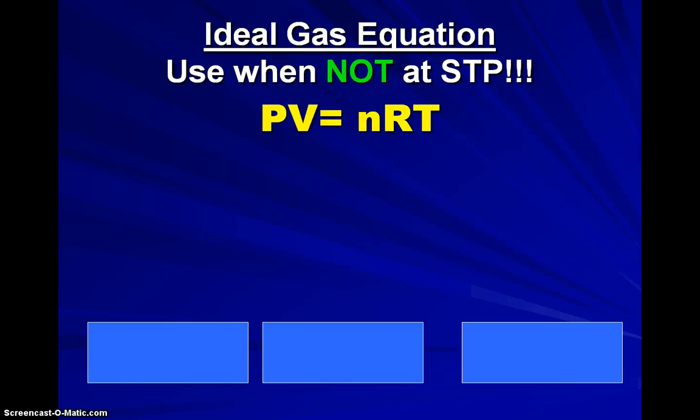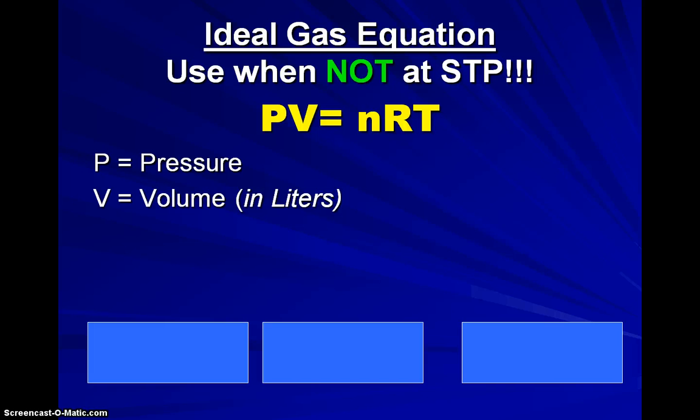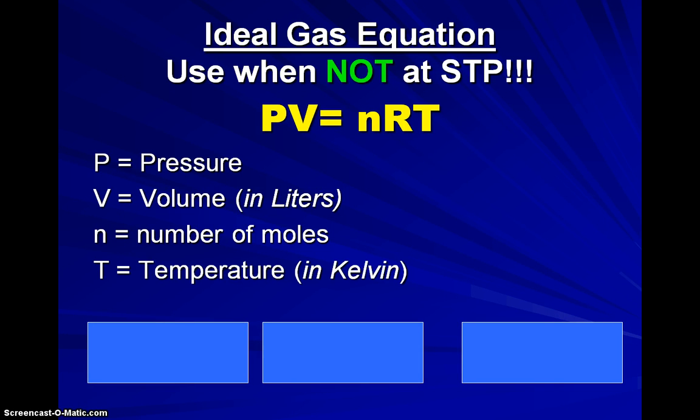All right, so the ideal gas law, again, is in order for us to figure out moles when we are not at STP. The equation is PV equals nRT. Let's define what the variables are. P is pressure, V is volume, and it's important to note that the volume has to be in liters. N is the number of moles of a gas, and T is the temperature in Kelvin.